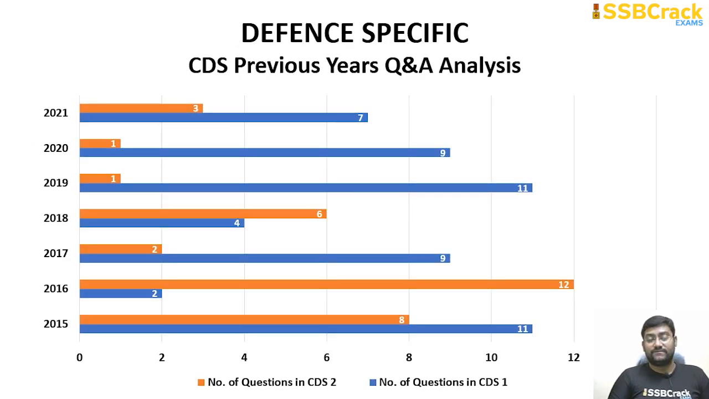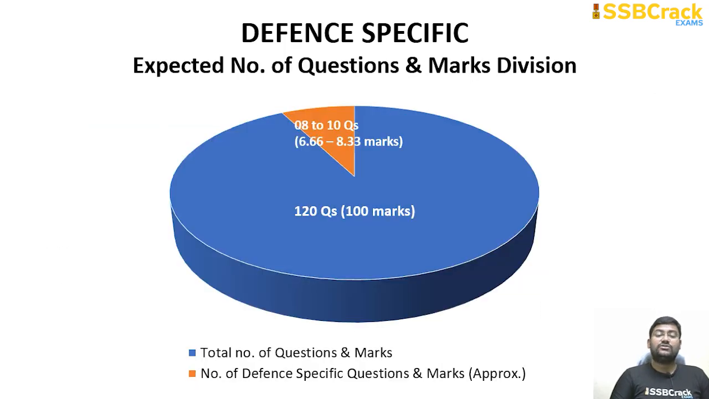Moving towards the defense specific section, on an average you can expect here also 3 to 4 or 4 to 5 questions. You can see here consistently 3, 7, 9 questions have been asked from this. So it has been a very irregular affair as far as defense specific is concerned. So here also you can expect somewhere around 5 to 8 or 8 to 10 questions. If your luck is really good, you can get somewhere around 8 to 10 questions that can easily fetch you somewhere around 6 to 8 marks.